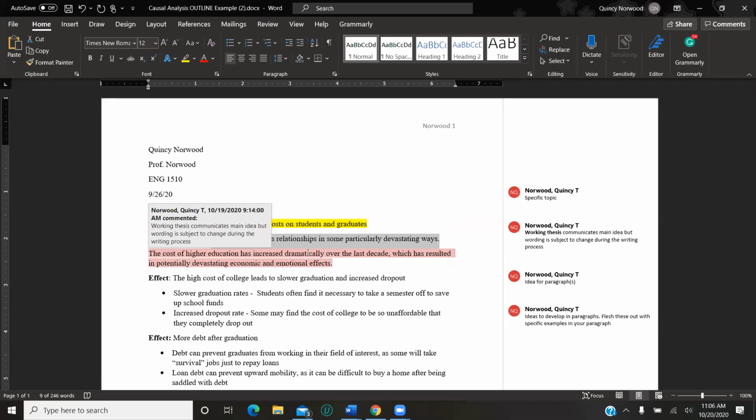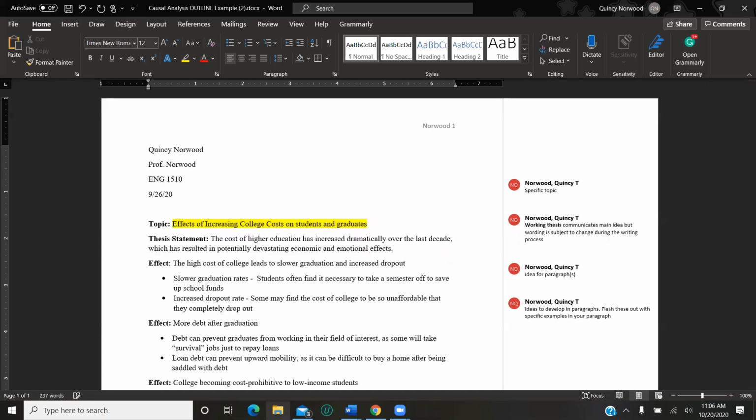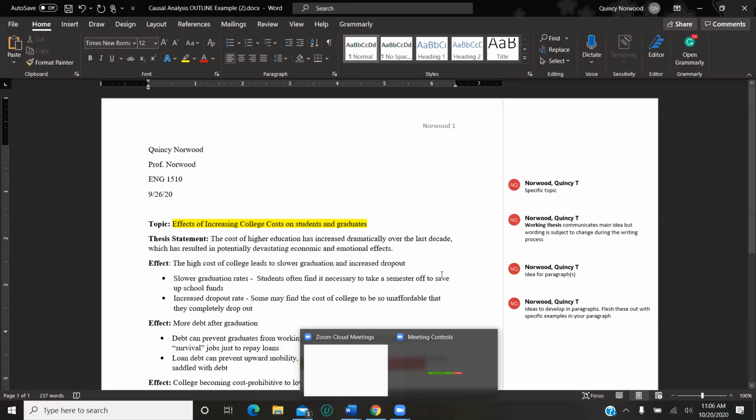So think about what you're going to say about how social media affects relationships, and try to capture that in a statement. I know that's easier said than done, but just think, your thesis statement is going to go through revisions as well. So that's why I say in your outline, just try to come up with a working thesis statement. Communicate your main idea, but you know, the wording can always be revised.